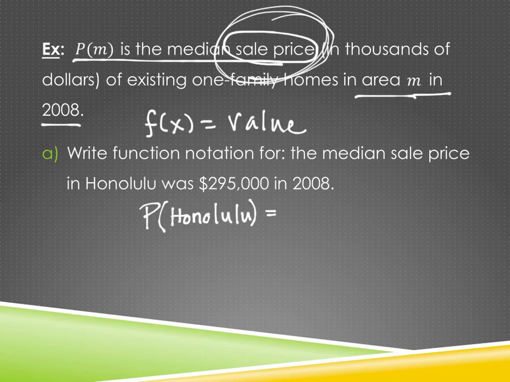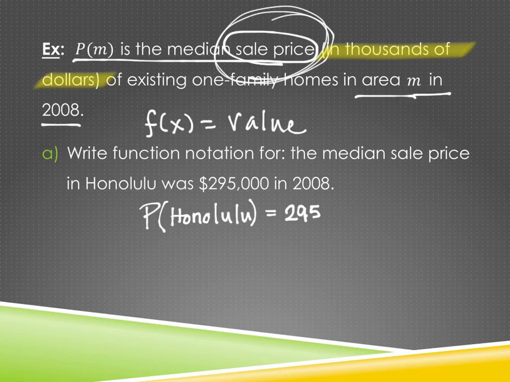Do you notice there's this one weird thing that we haven't really talked about here? It says in thousands of dollars. What that means is that when I write the answer here, I only write the 295 because 295 is $295,000, because of what was said in that parentheses. That's what it means. That's the units on the problem.